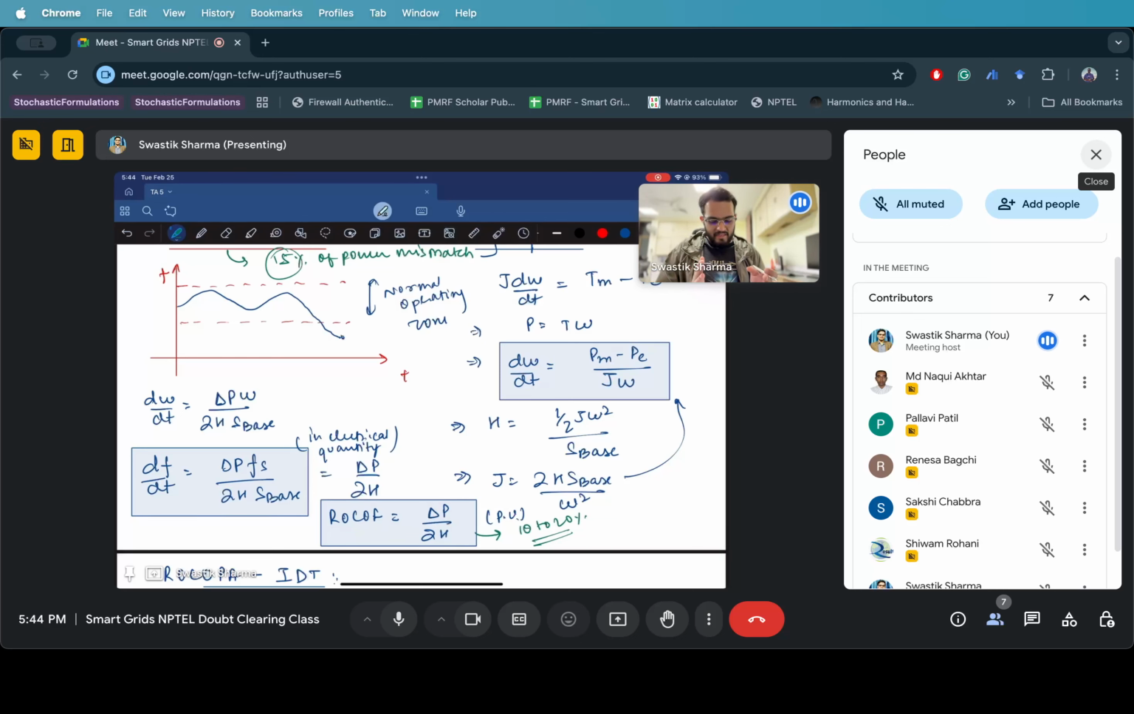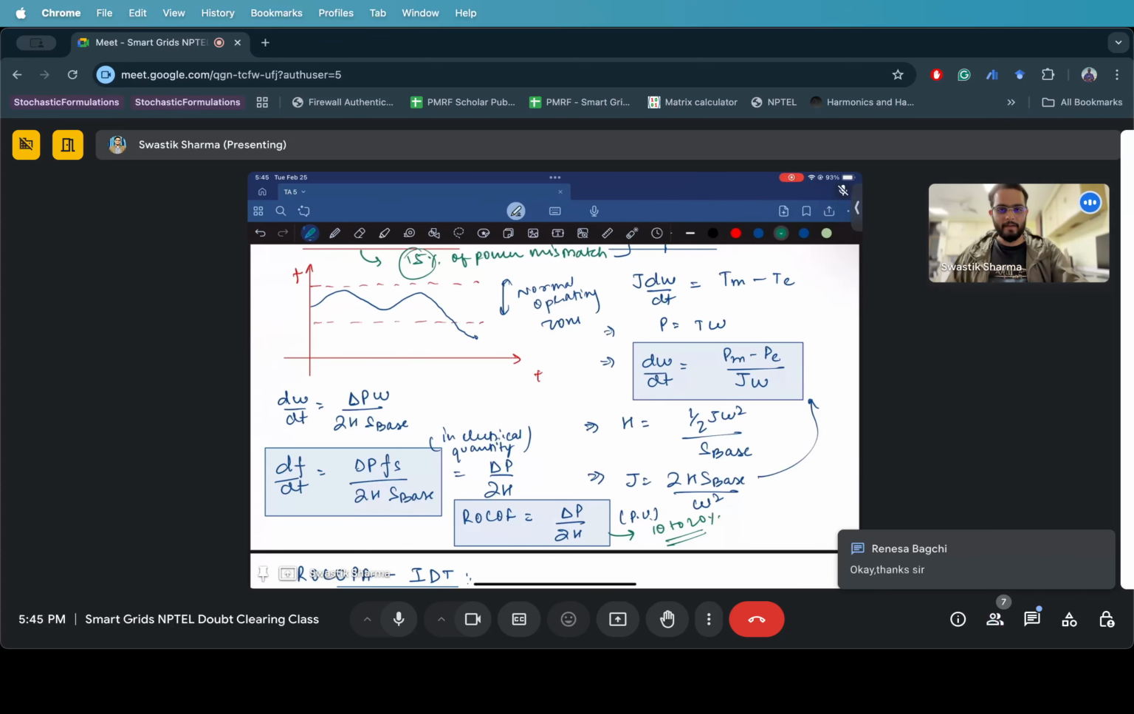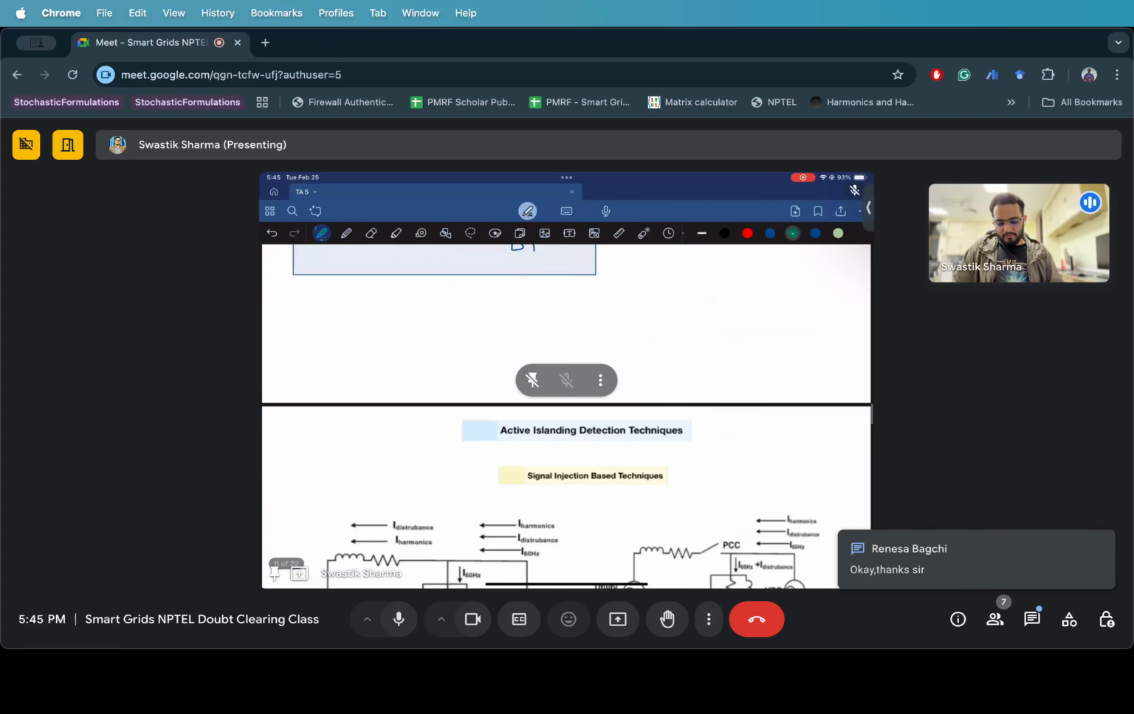That is why I've taken this 10 to 20% range for synchronous based generators. If I talk about Rokov, for a generator at the transmission level, it is less than 5%. So compared to 5%, this 10 to 20% is already huge. You were expecting 100%. It's not 100%. It's 10 to 20%. Was I able to answer your question? Okay. All right, let's move ahead.